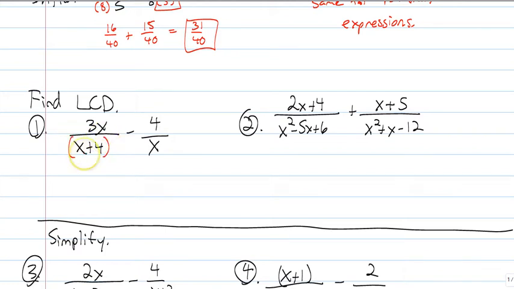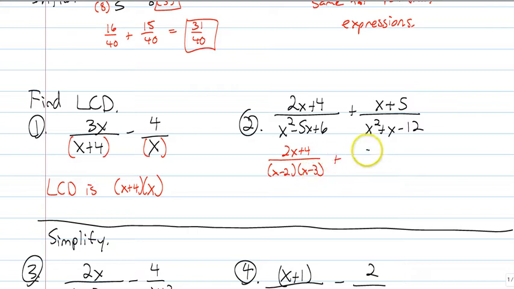This denominator has an x plus 4 and an x. So the LCD for this one is that both fractions have to have an x plus 4 times an x. So we'd multiply this one by x over x, we'd multiply this one by x plus 4 over x plus 4, and then we could combine these. Before we do this one, we probably should factor it. And we have a minus 2 and a minus 3. And over here we have a minus 3 and a plus 4.